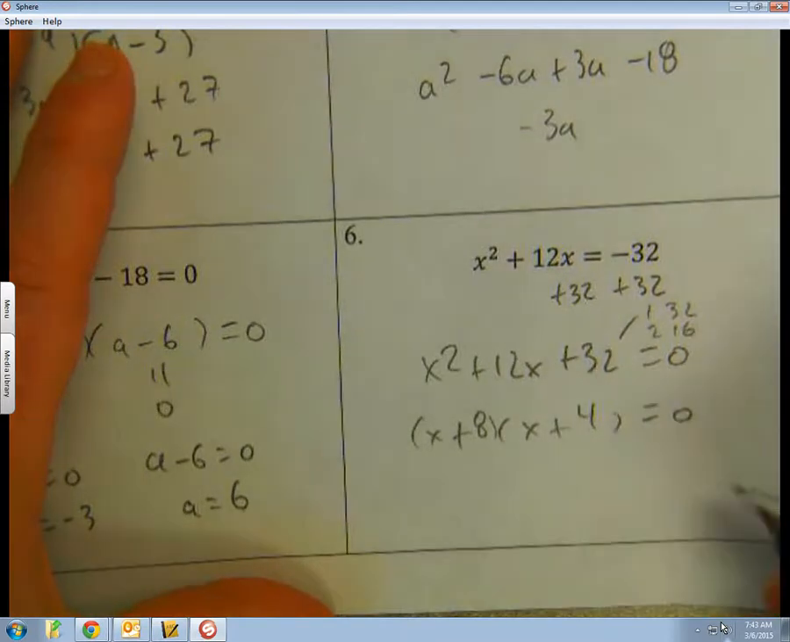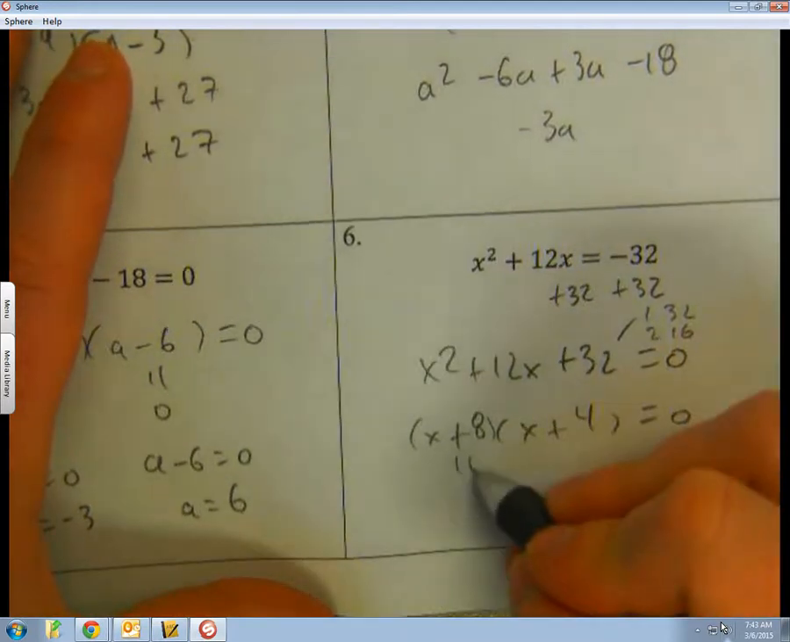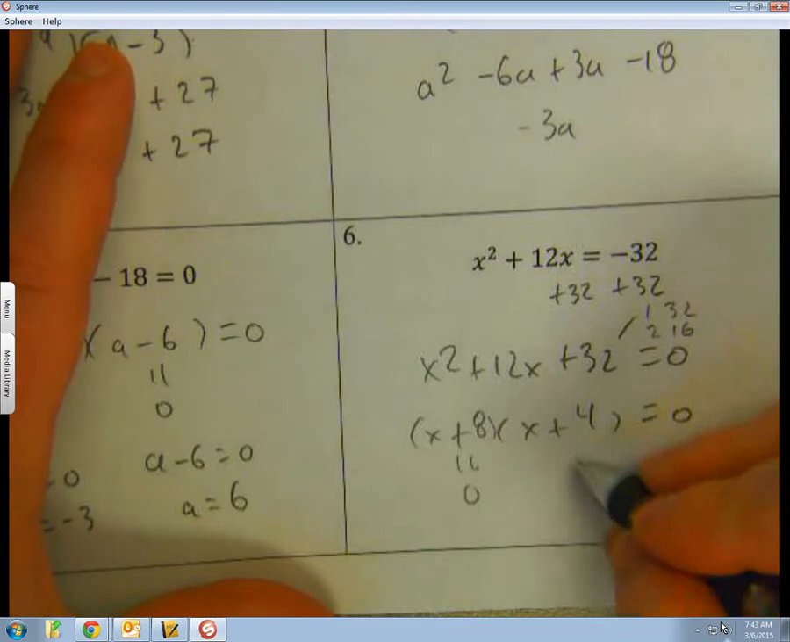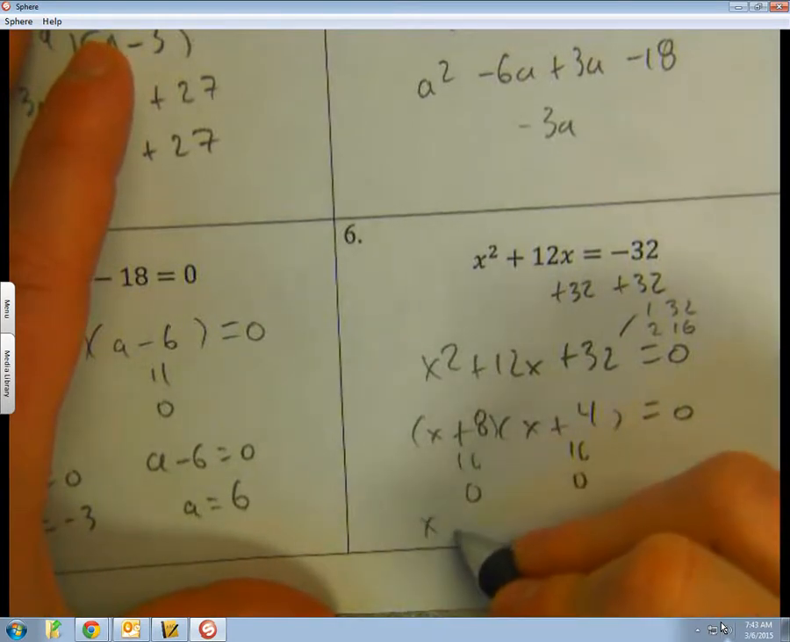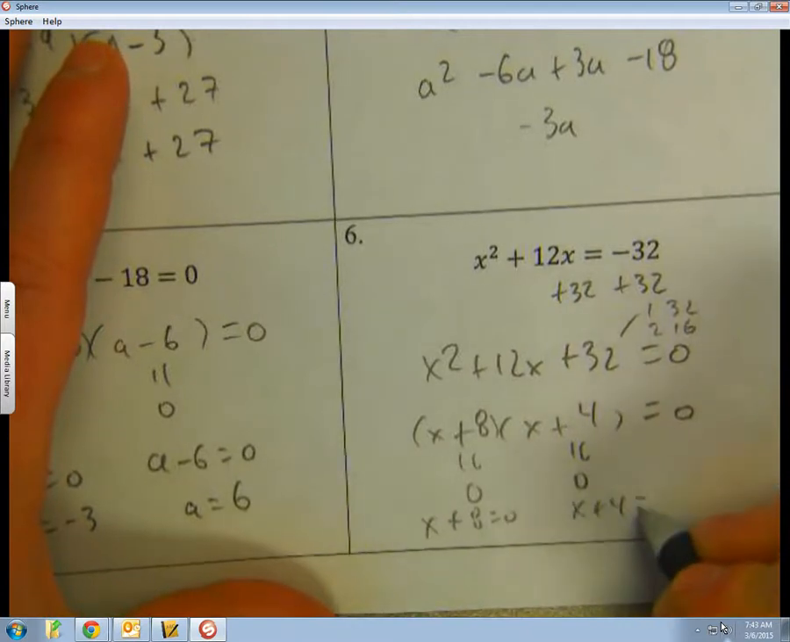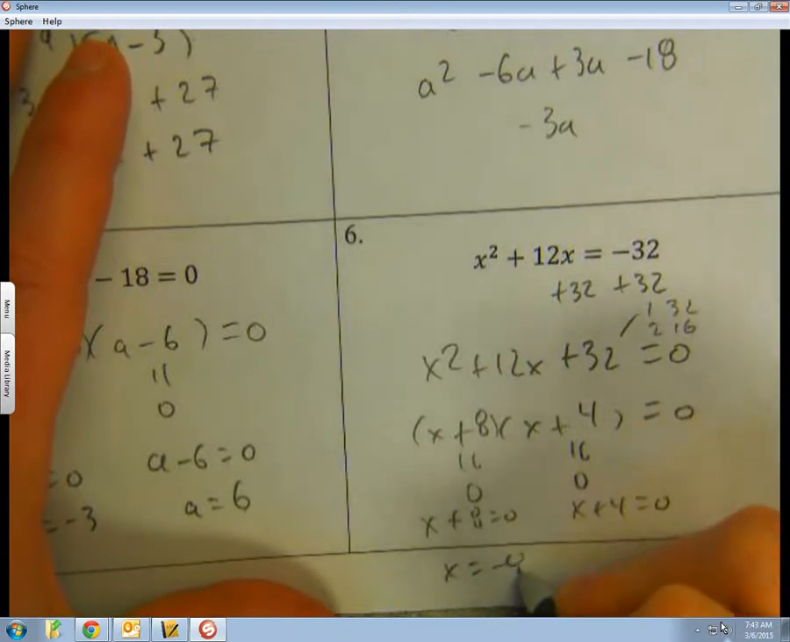They're equal to 0. Set them each equal to 0 and solve. So we get x plus 8 equals 0, x plus 4 equals 0, x is negative 8, x is negative 4.